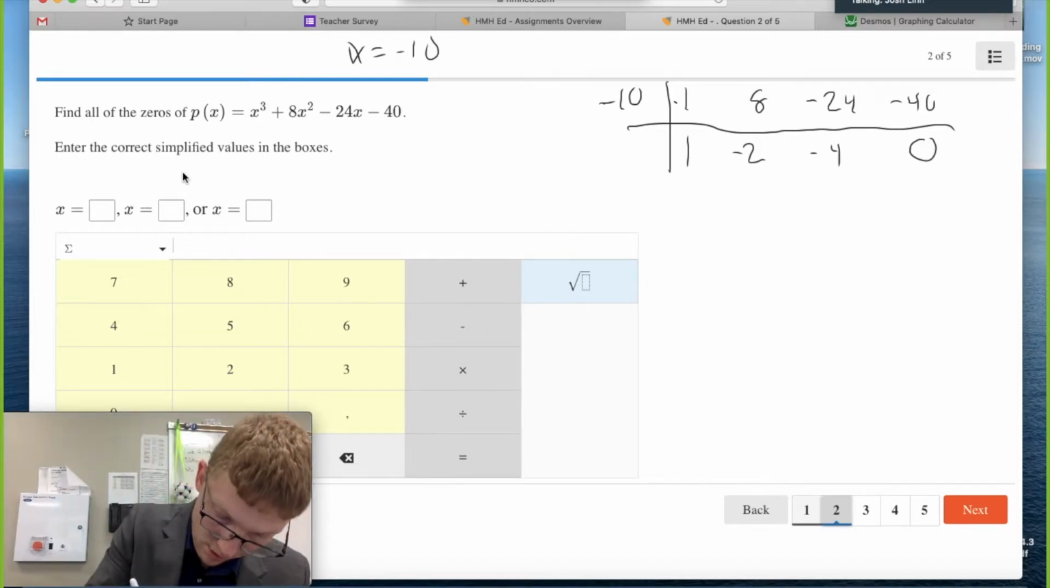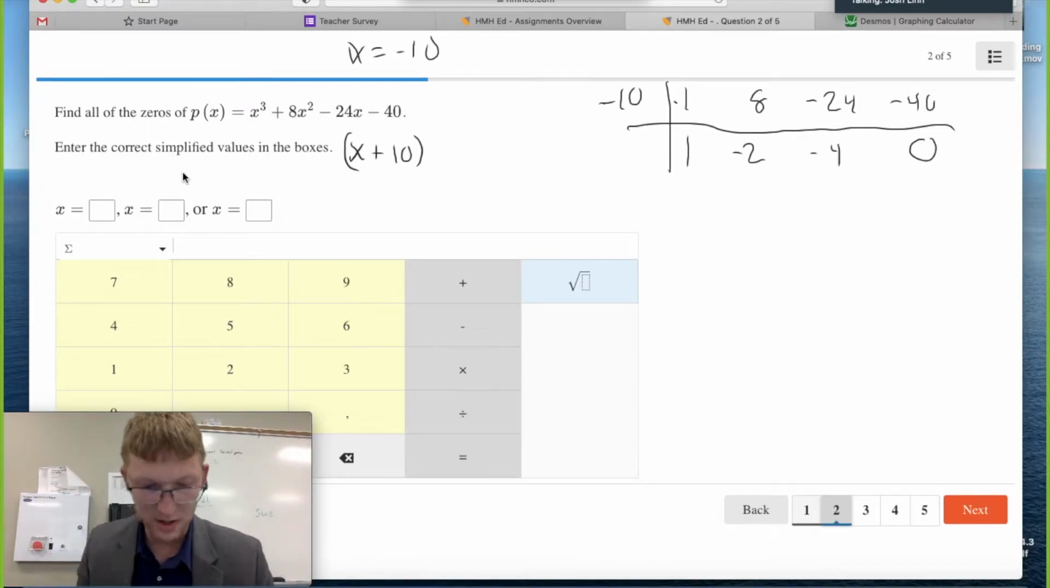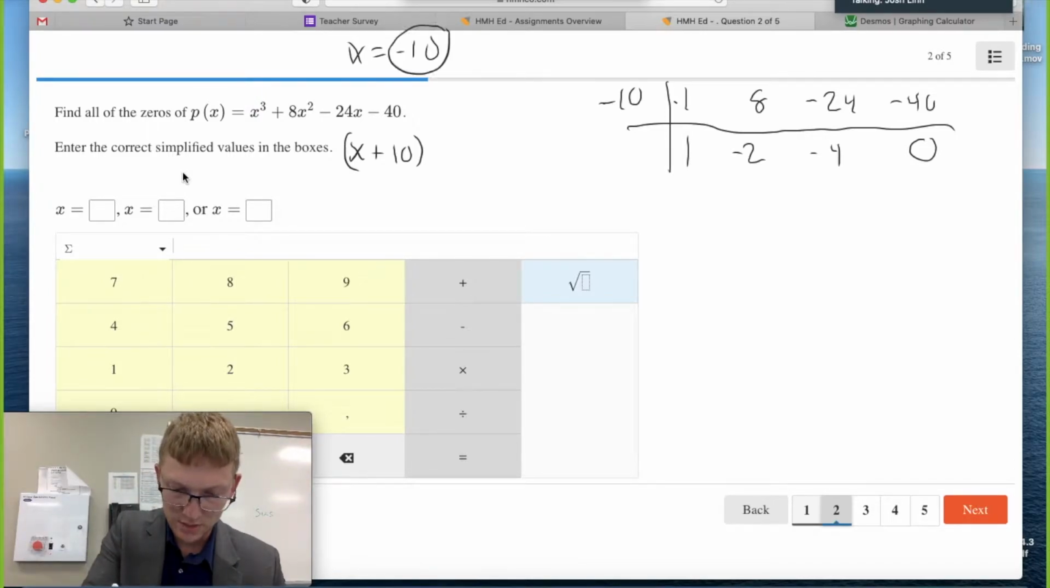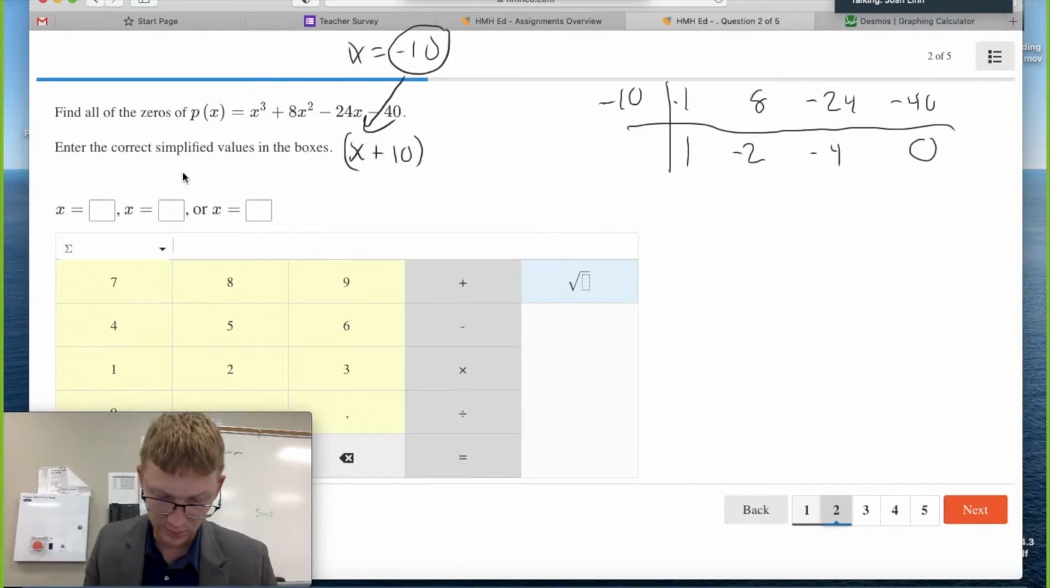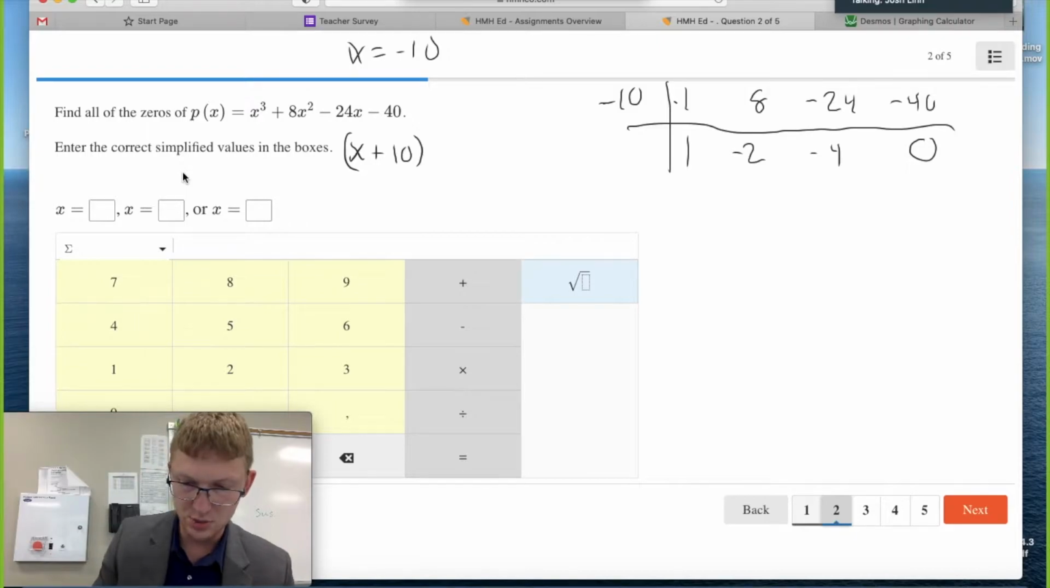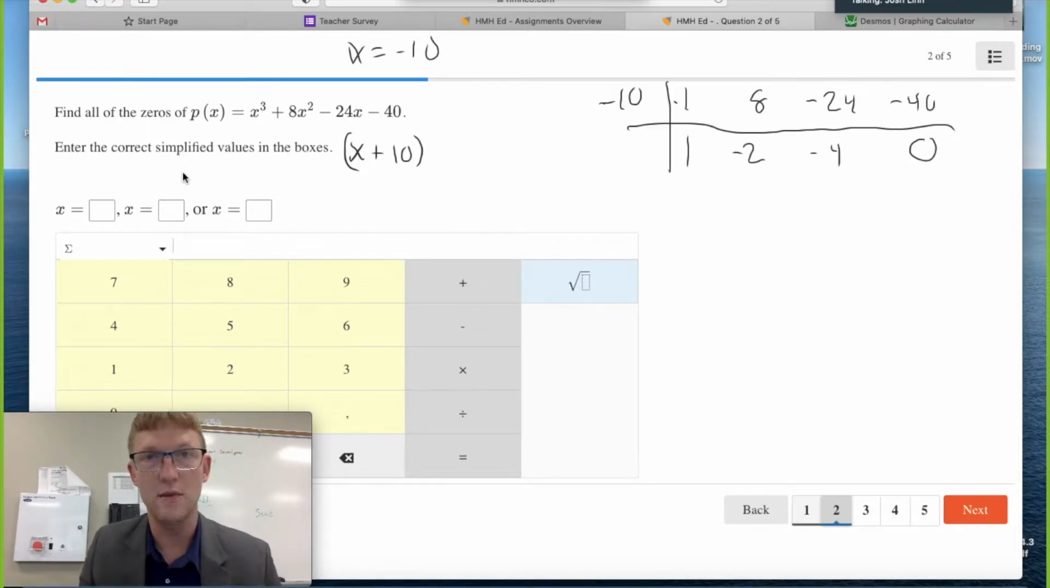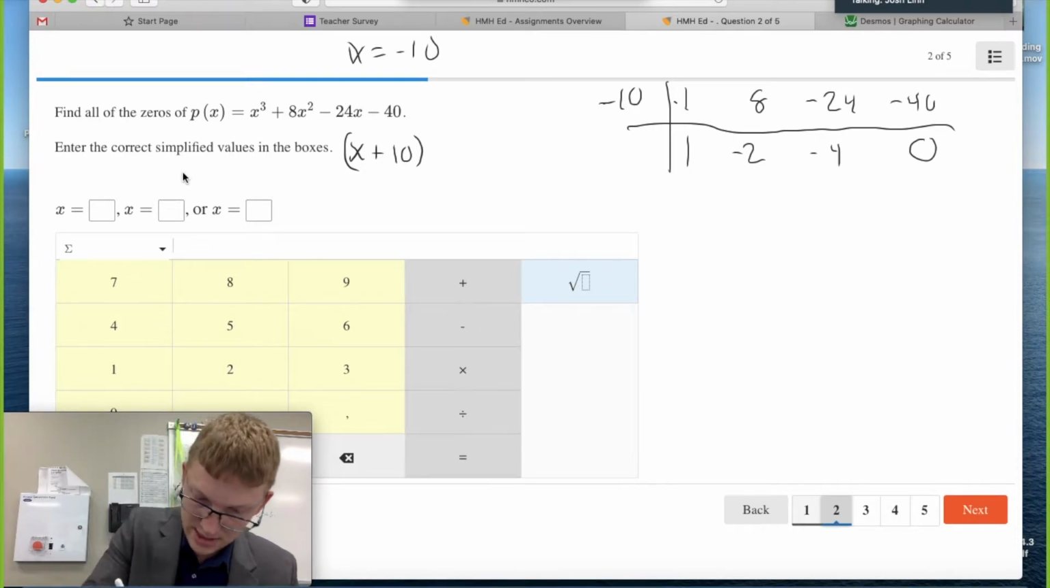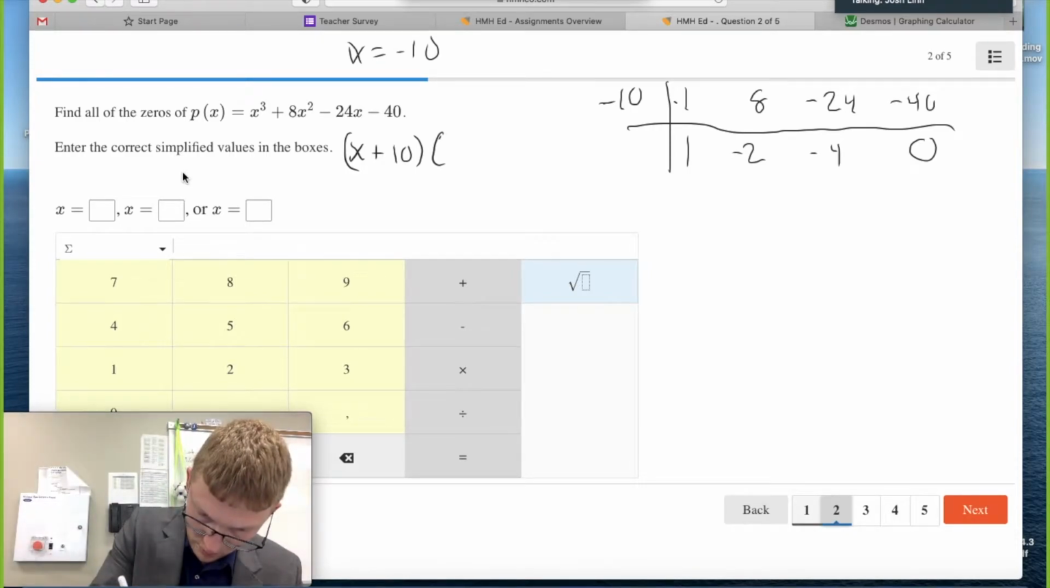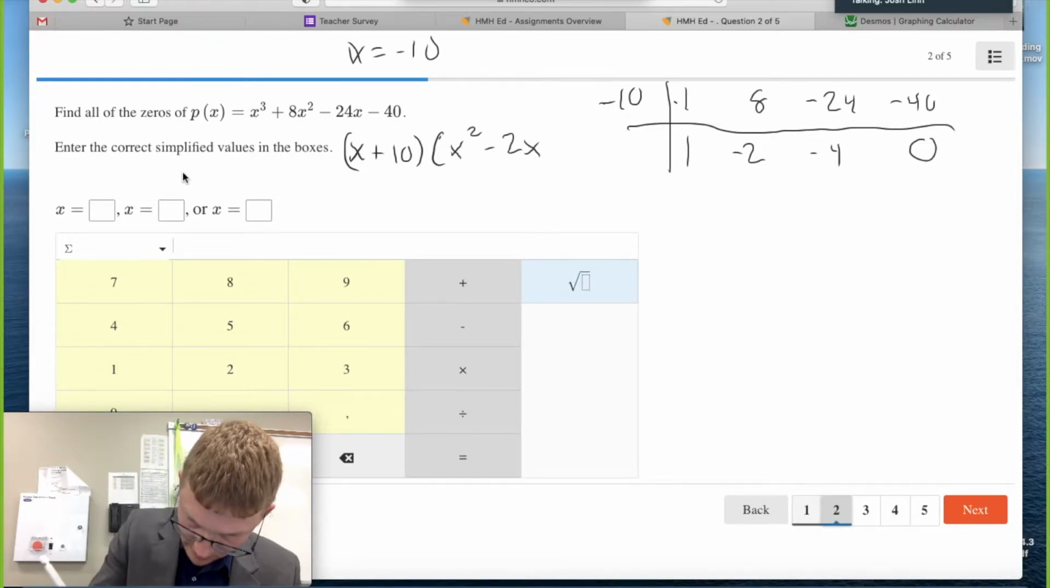So remember, it is x plus 10. So again, why is it x plus 10? Because when we take this negative 10, shove it in there, it needs to equal 0. That's the whole point of this. So just make sure you guys get your negative signs correct. So then we can finish this out. So we've got x squared minus 2x minus 4.